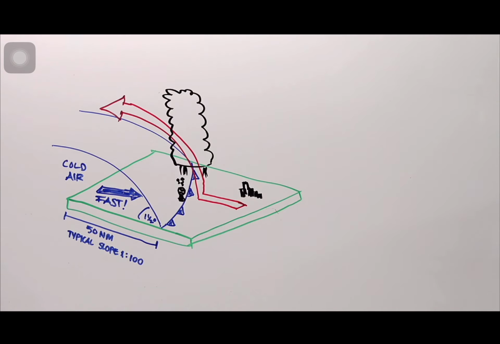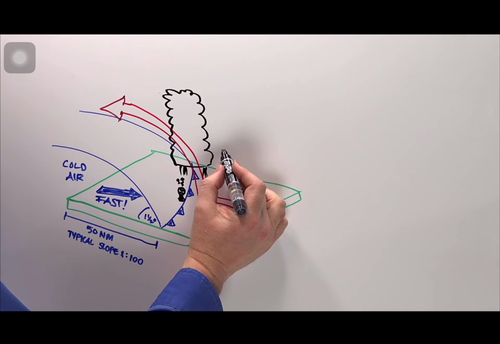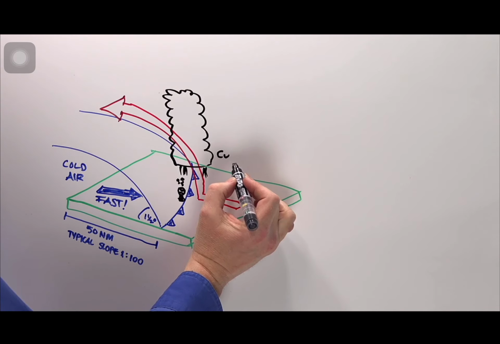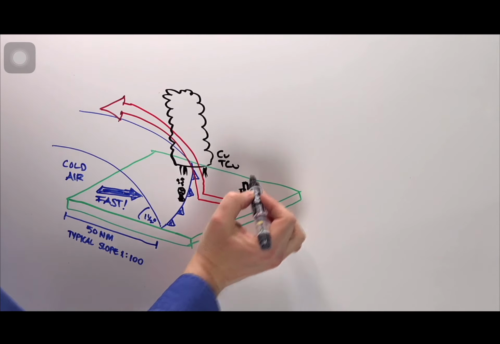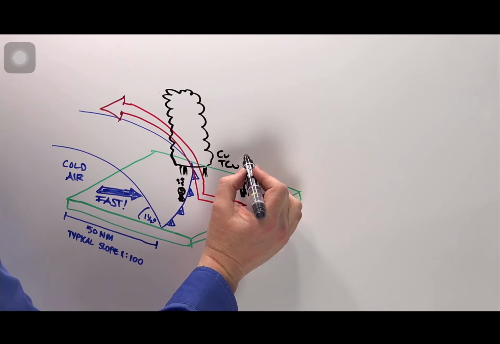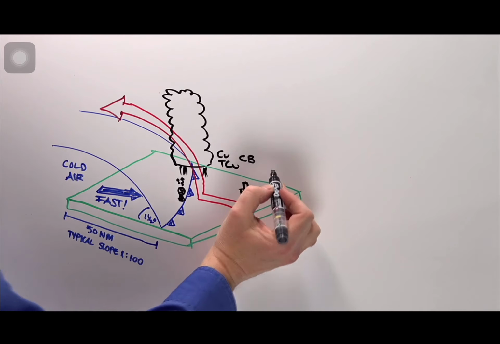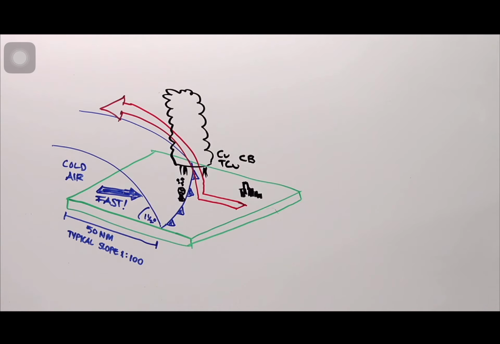In terms of cloud types, I'm definitely going to get at least cumulus. Most likely, I would get maybe, say, TCU, towering cumulus. Perhaps, in the extreme form, I might get cumulonimbus.